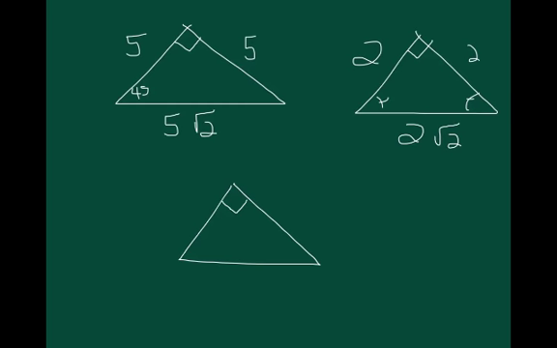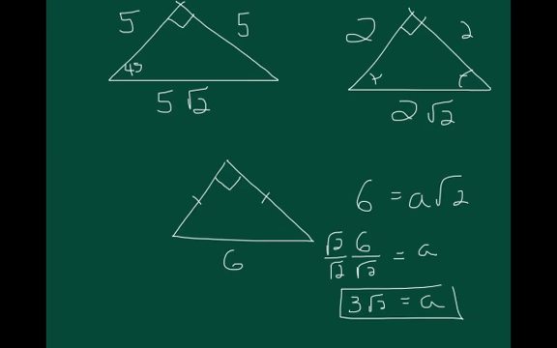But what happens when we're given the hypotenuse? And that's a whole number, like 6. Can you find the lengths of the other two legs? Pause the video and see if you can. Since 6 is equal to a root 2, we'll solve for a in the same manner as we did with the 30-60-90 triangle. Solving for a and rationalizing gives us that a equals 3 root 2.